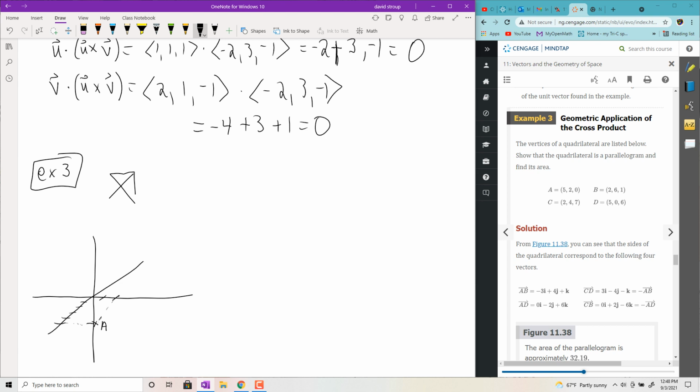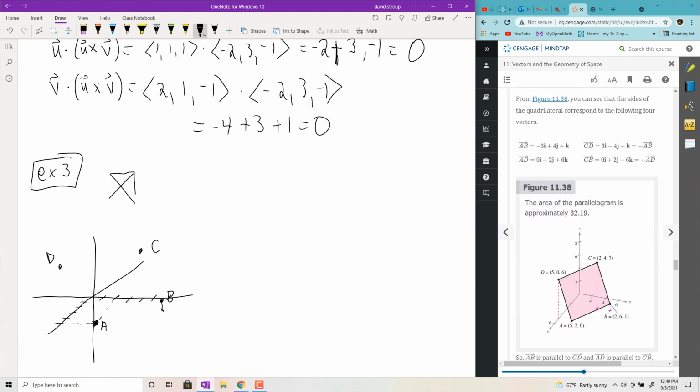B is 2, 6, 1, so 1, 2, 1, 2, 3, 4, 5, 6. 2, 6, and then 1 is B. Let's see, C is 2, 4, 7, so 1, 2, 1, 2, 3, 4, and then it's way up here somewhere. So C, and then D is 5, 0, 6, so 5, 0, and then it's way up here somewhere.